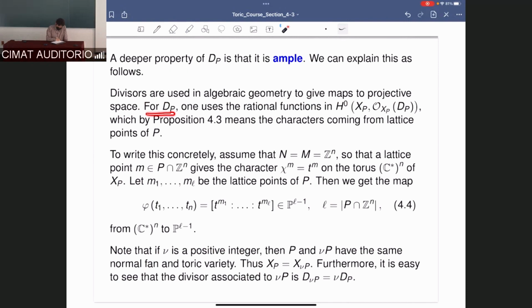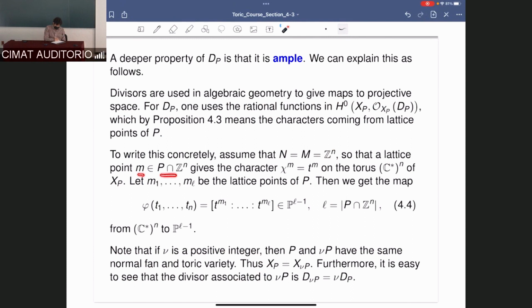In particular, for this divisor that comes from a polytope, we use rational functions from here, which we have just identified. We said that it's just the chi to the u's, or chi to the m's, if you like to call it m, that are inside the polytope. M are the lattice points inside the polytope. So let's make this concrete. Take Z^n. Our original lattice N is Z^n. Our dual lattice is again Z^n.